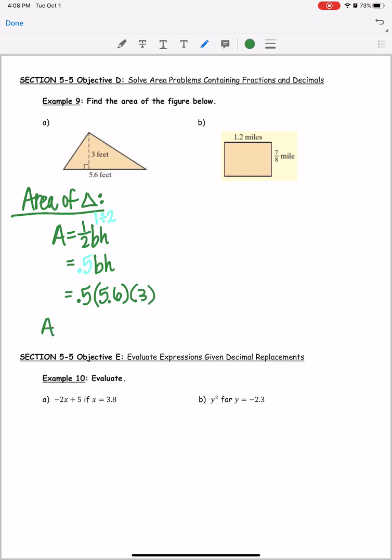So put all of that in your calculator just the way it is. 0.5 times 5.6 times 3. And we're going to get 8.4. Now don't forget, with area and perimeter for that matter, but for area, we need units. So 8.4 what? We've got feet as my unit, and because I am finding area, it is squared.